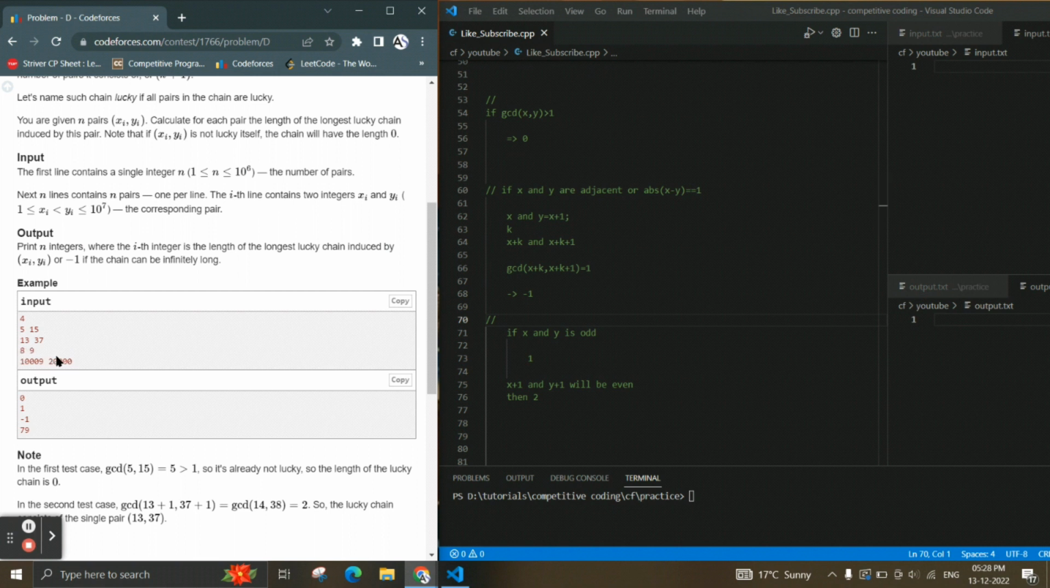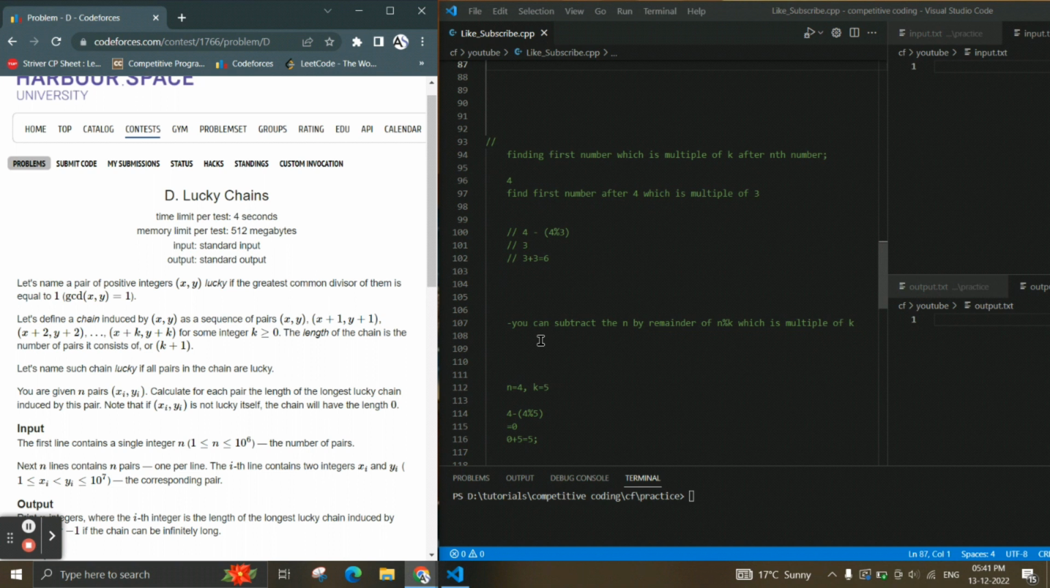The next test case is 8 and 9. The answer is -1, as 8 and 9 are adjacent to each other, and adjacent numbers are those whose absolute difference is 1. So no matter what you add to x and y, the resultant pair of numbers will also be adjacent to each other, and the GCD of adjacent numbers is always 1. So there is an infinitely long chain, so you have to print -1 in this case, as it is also mentioned in the output.